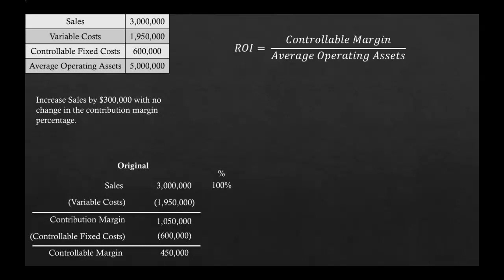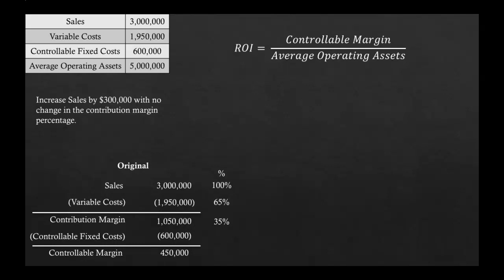So our sales, again, that's 100% of sales. Variable cost, we take that 1,950,000 divided by our sales amount of 3 million, and we see that our variable costs are 65% of sales. Contribution margin, we can take 1,050,000 divided by sales, or we can also just do 100 minus 65, which will give us a contribution margin percentage of 35%.